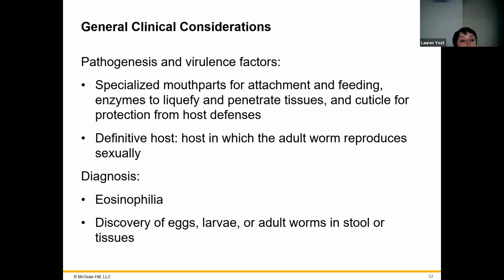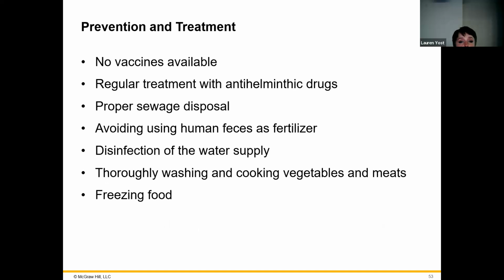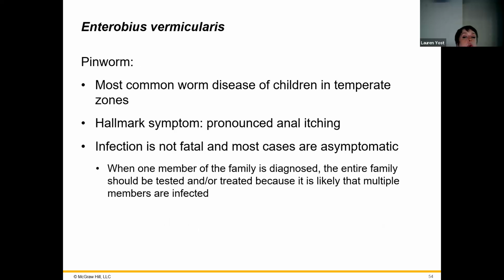It's usually going to be diagnosed by blood tests. If you have high eosinophils, those are the white blood cells that are going to be targeting helminths. And then if we look in fecal samples or in biopsies of tissues, we see the eggs, larvae, or adult worms. None of these have vaccines. The way to treat them is with anti-helminthic drugs, things like ivermectin, praziquantel, and stuff like that. Controlling water treatment and proper sewage disposal is incredibly important for preventing these diseases, as well as washing and cooking your foods. Freezing the food can also prevent the worms from surviving as well. They don't survive being frozen very well.